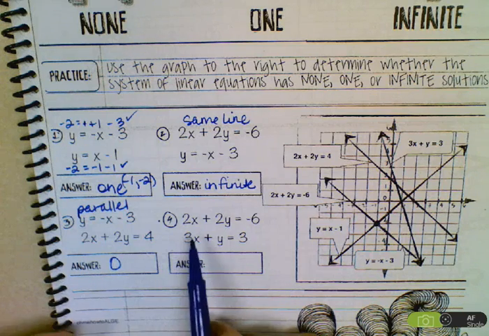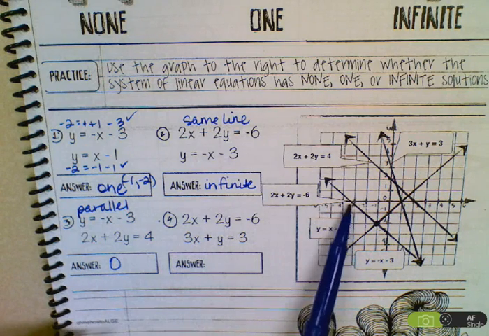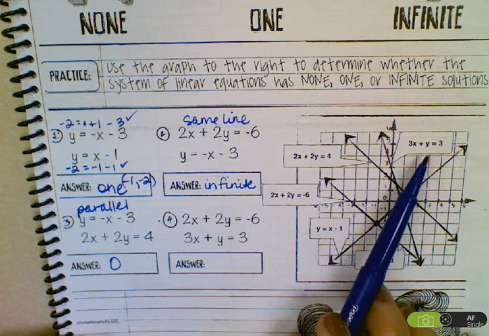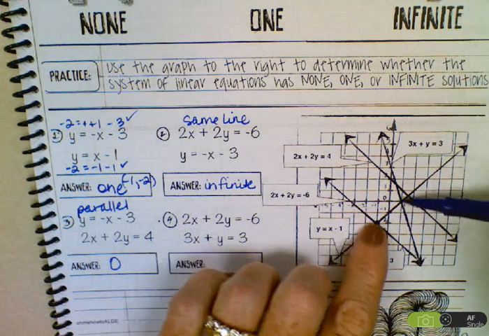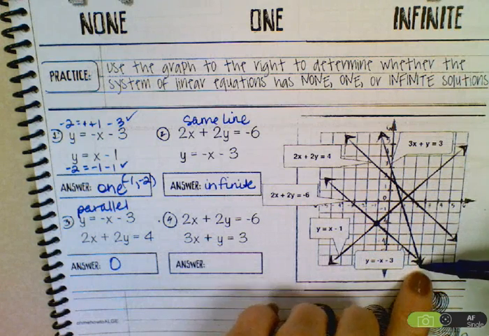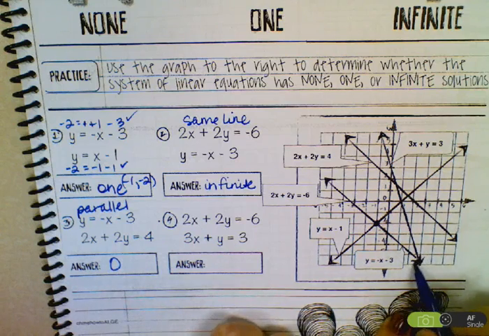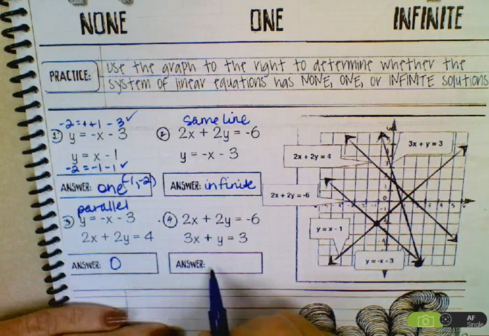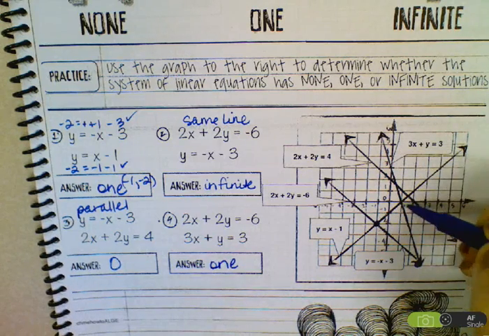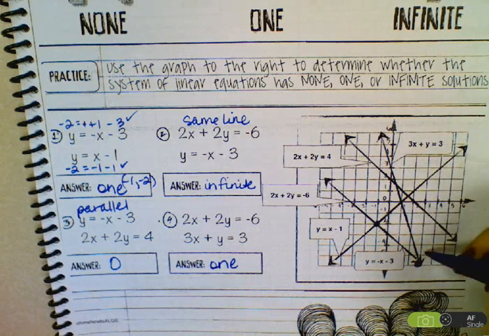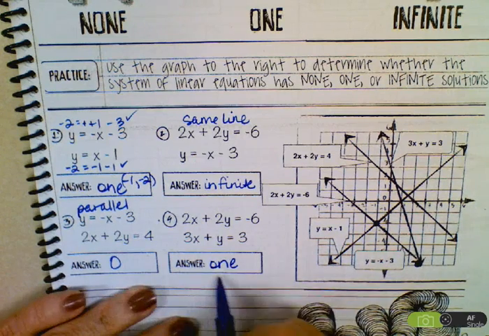Okay, let's check the last one. 2x plus 2y equals -6. I'm looking at this line. And 3x plus y equals 3, which is this line. So I'm looking, oh, and there they have a point where they cross. Right there. So they have one solution. And that solution looks like it is at 3, -6.